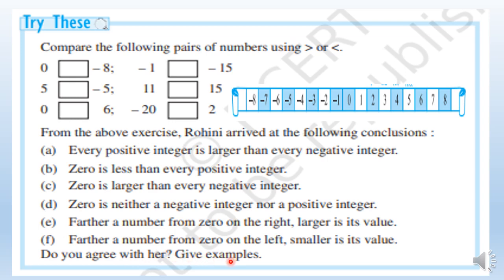Can you give some examples based on this too? Tell me one of the examples. I'll give you one example and you have to tell me another one. The farther from 0 on the left, the smaller is its value. Means if I take 100 and here we know -1.